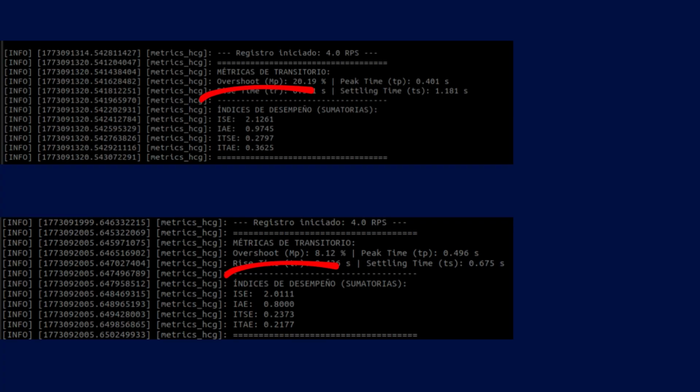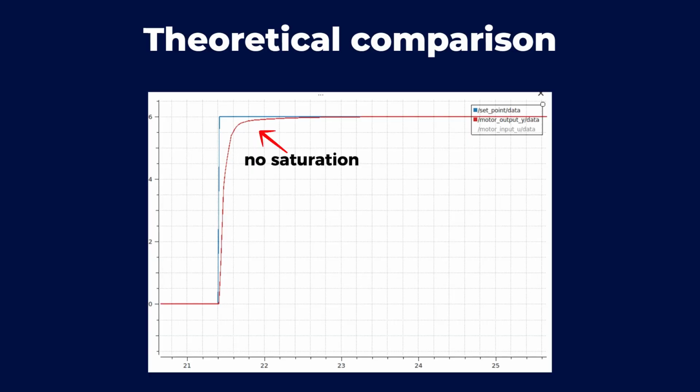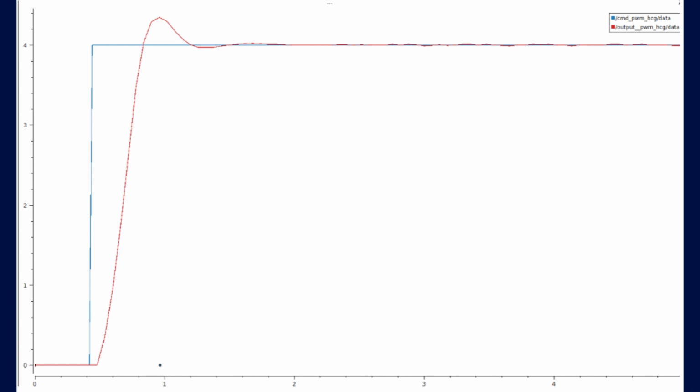Our results showed a 12% reduction in overshoot compared to the first concept, with faster settling times. Unlike the simulation, the real system faces physical limits like voltage saturation and a small dead zone, which makes it harder to overcome inertia at very low speeds. However, the closed-loop system successfully compensates for friction, achieving a good performance.